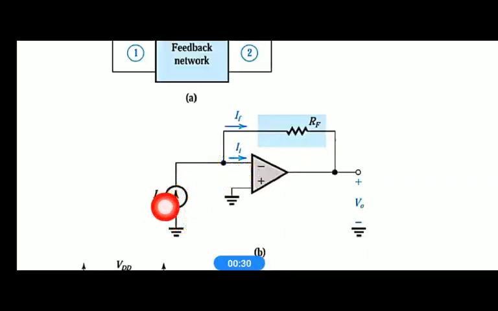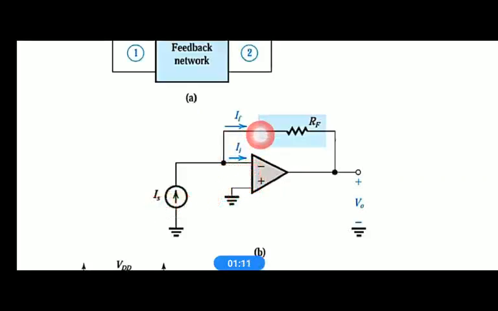Here you can see the Is current flowing through this terminal is divided into two currents, IF and II. Hence Is is the sum of IF and II. In other words, II, the current flowing into the op-amp inverting terminal, is Is minus IF. Clearly, if you apply the KCL at this point, you will get II equal to Is minus IF.